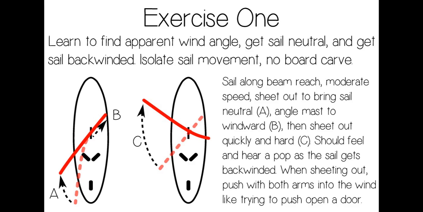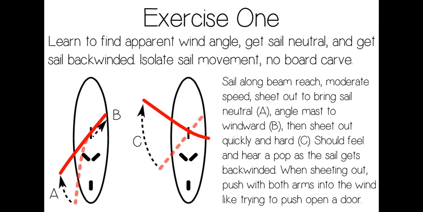Exercise 1 is about learning to find the apparent wind angle, getting the sail neutral, and getting the sail backwinded. Sail along a beam reach at a moderate planing pace in the straps. Unhook, sheet out until you feel no pressure in the sail. Tilt the mast upwind towards or past the upwind rail, then push hard with both hands, but especially the clue hand, until you hear a pop in the sail and feel the wind push you straight back and stop your forward momentum. Imagine you are pushing a car uphill.